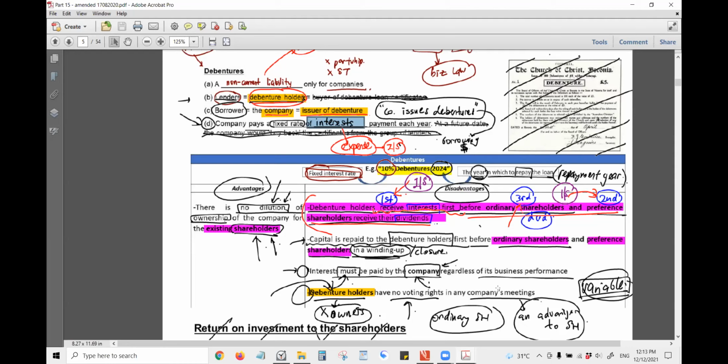There's no voting right for the debenture holder. Interest must be paid by the company, and they receive the interest first, before ordinary shareholders and preference shareholders. And so on. This is debenture. So go back to that question.